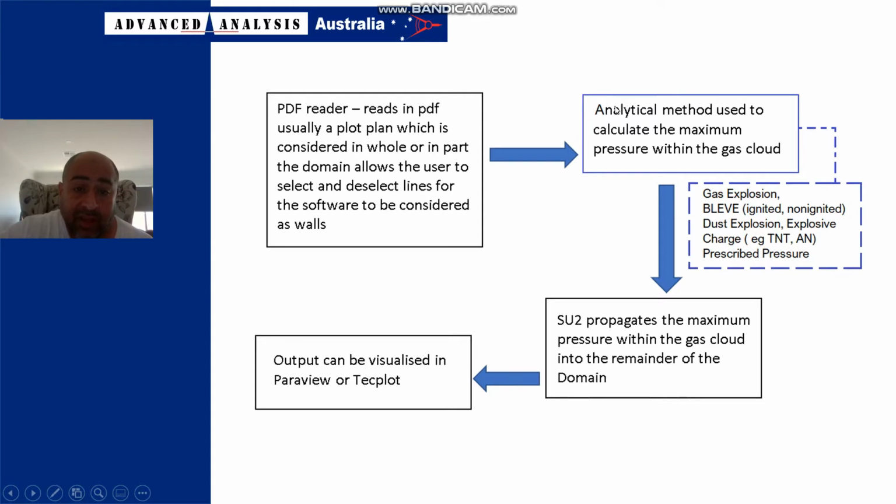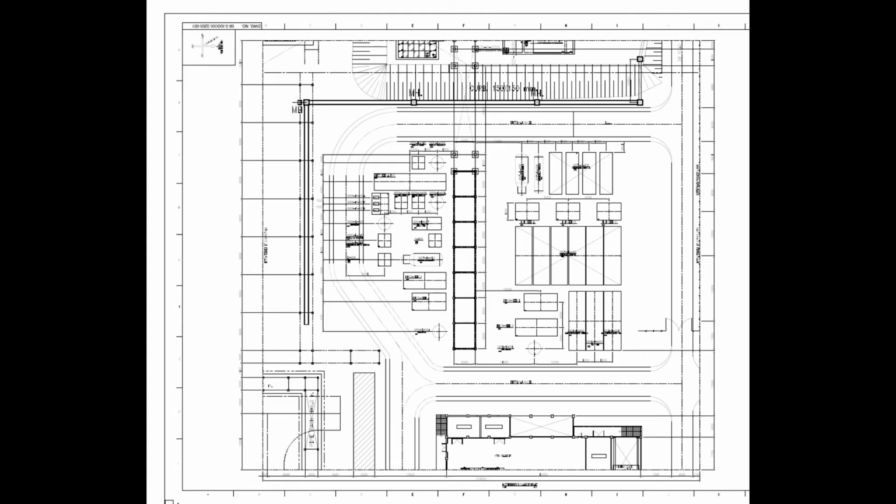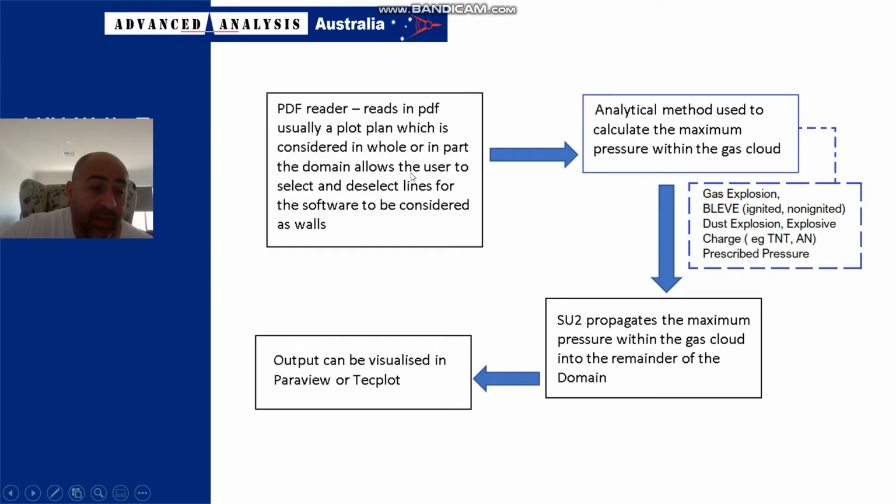The way that the software works is basically you read in a PDF of a plot plan of an offshore platform or an FPSO, what have you. Usually it's a top view, but it can be a side view, and sometimes those are very useful. You can select the domain to be either the entire plot plan or part of it, and then when you're ready to go, you can set it to run.